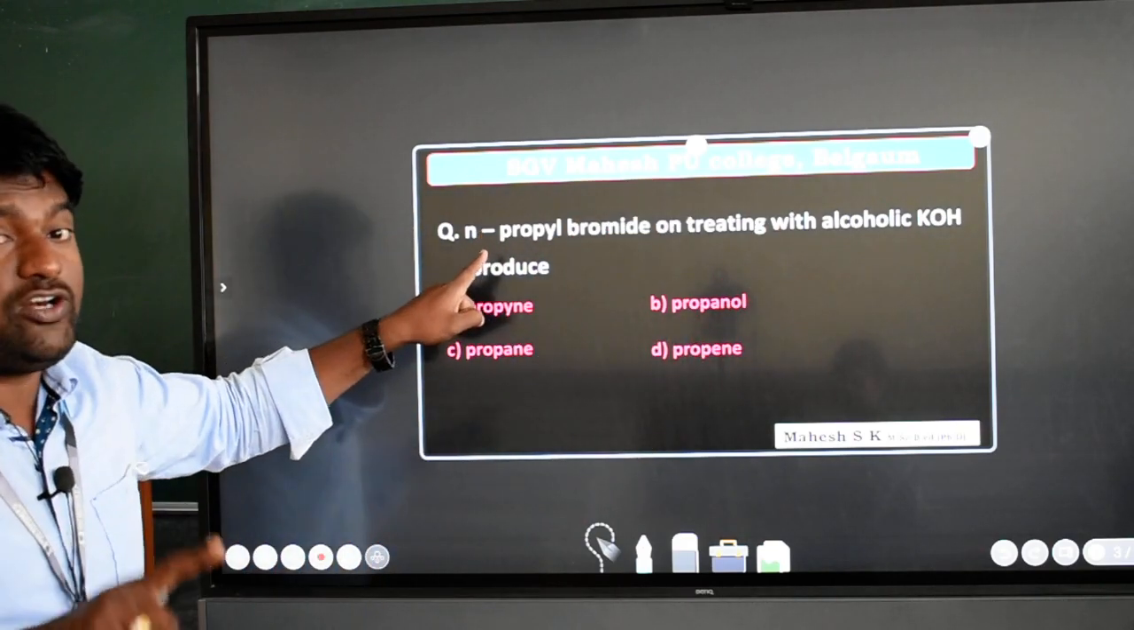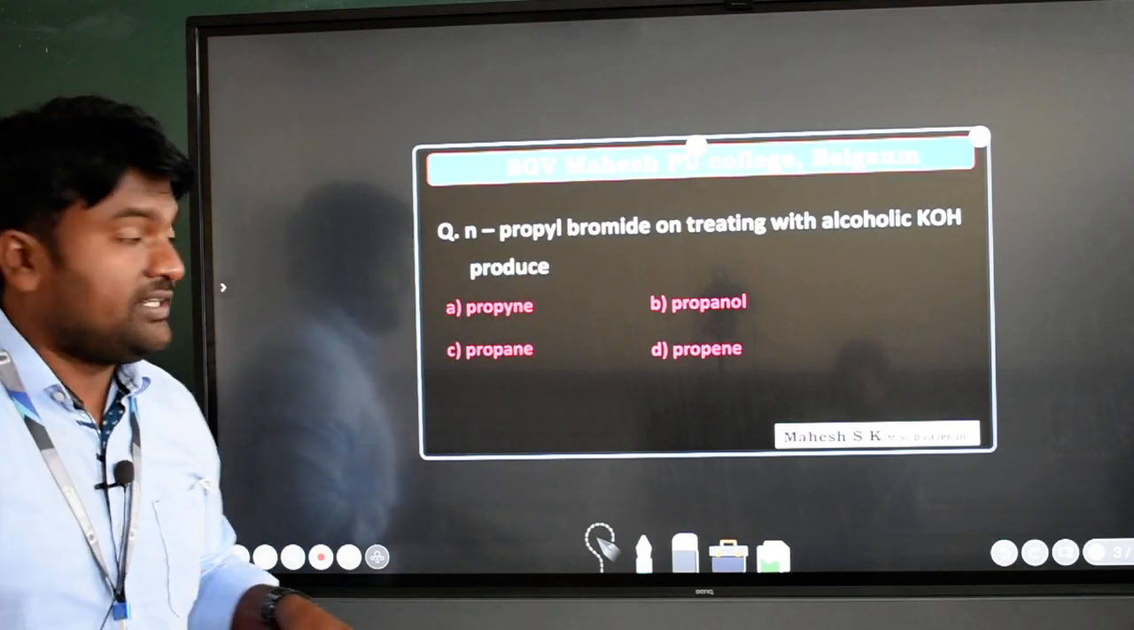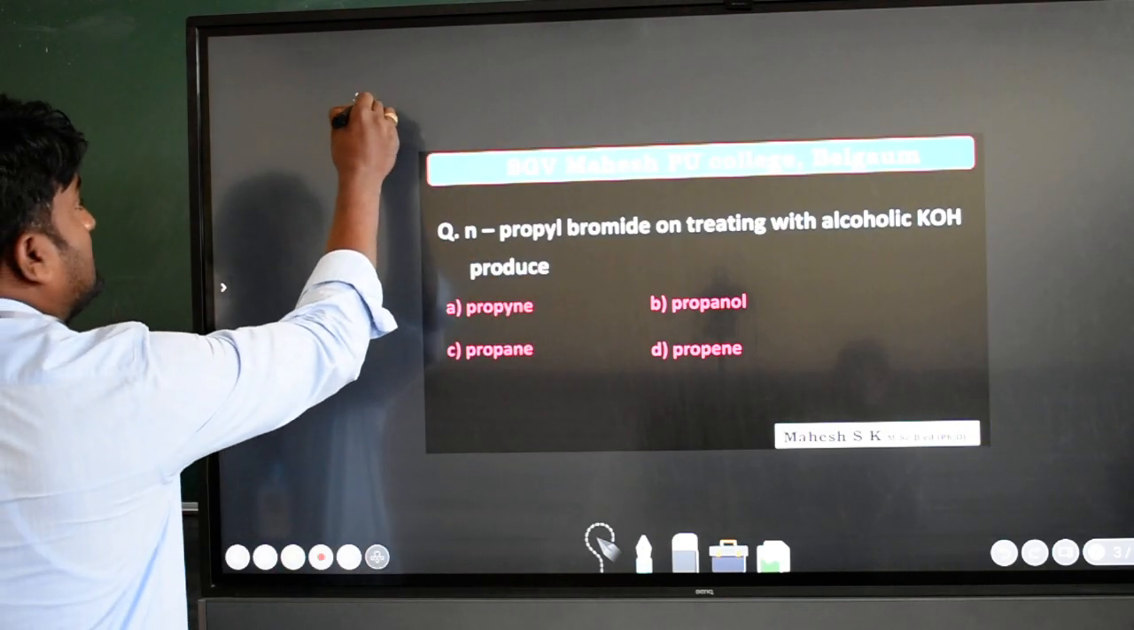Now we have to eliminate hydrogen and halogen. From where? From n-propyl bromide. Now I will write n-propyl bromide. N is nothing but straight chain.